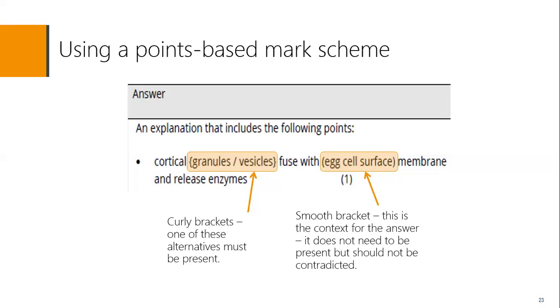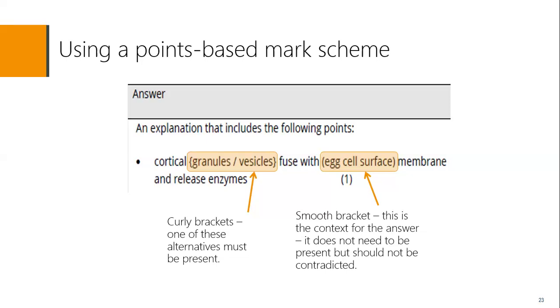If they're in curly brackets, if we look at the first marking point, cortical granules or vesicles fuse with the egg cell surface membrane and release enzymes. To gain the mark, the student needs to address the full marking point. So in this case, they must mention cortical granules fusing with the membrane and release of enzymes to gain the mark. This is characteristic of mark schemes in the new IAL qualification.